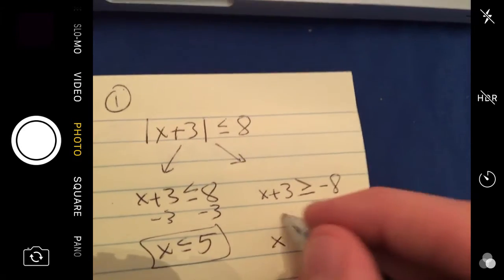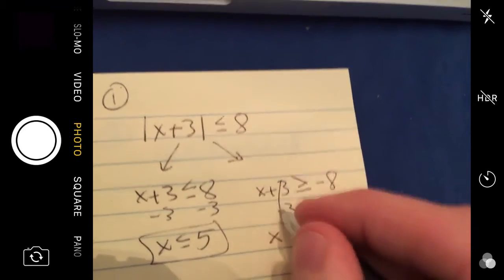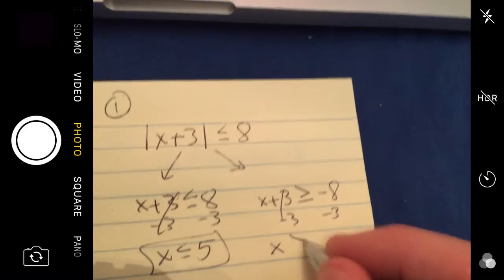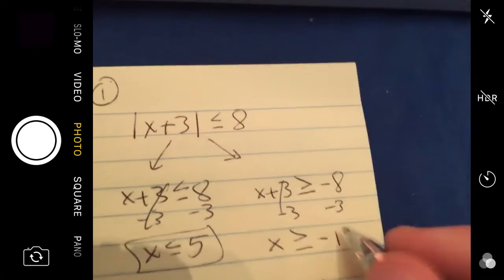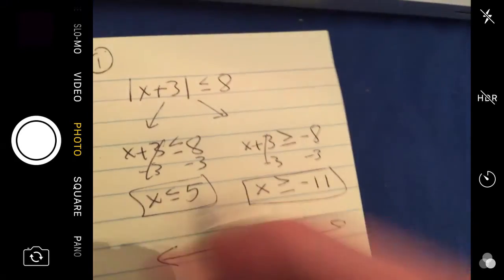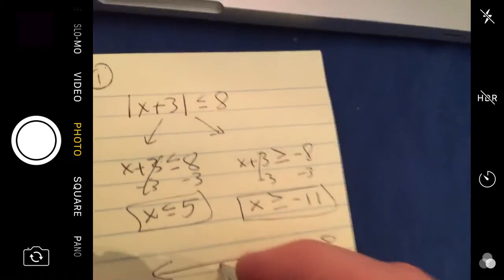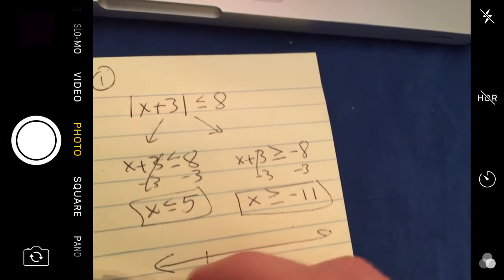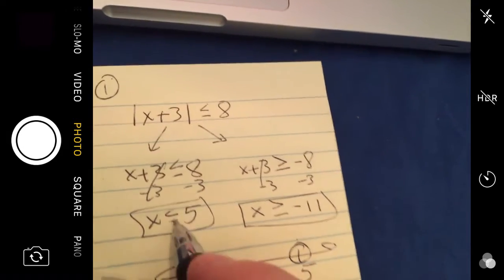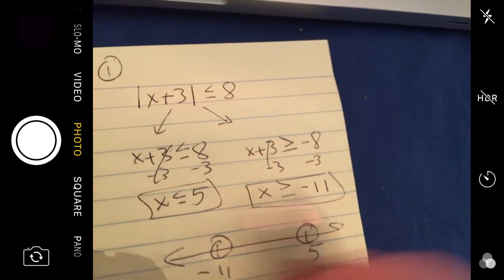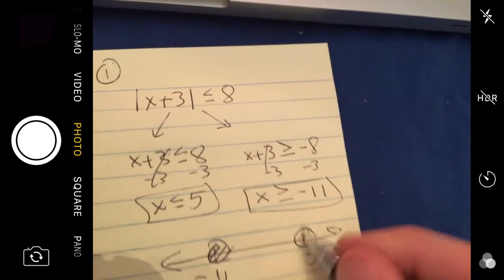And x, let's see, subtract 3. x is greater than or equal to -11. Okay, so on a number line, those are your boundary points, 5 and -11. So this is -11 over here, this is 5 right here. These are open circles. No, there's a little or equal to right here, so let's fill them in.